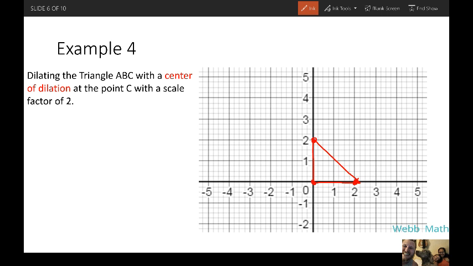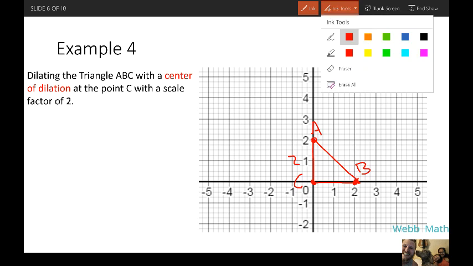All right, so here is point A at 0, 2. Here is point B at 2, 0. And here is point C, okay, at 0, 0, aka the origin. So, if we're going to dilate our triangle with a scale factor of 2, okay, at the center of dilation at point C, well, notice how your distance from AC is a distance of 2. Well, scale factor of 2, what's 2 times 2? What's twice of 2? That's 4.